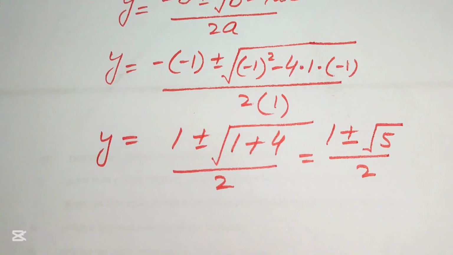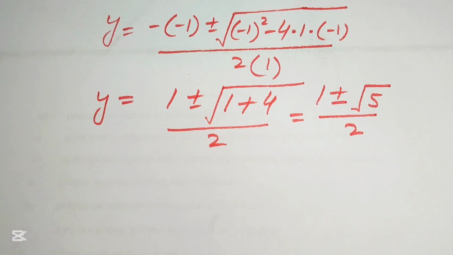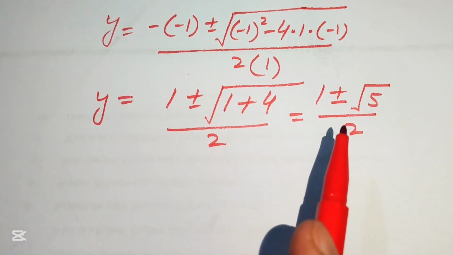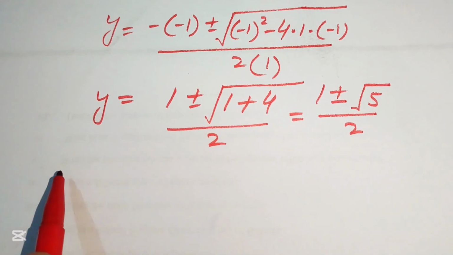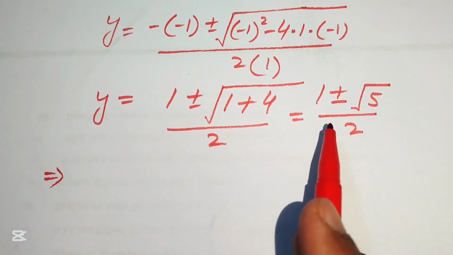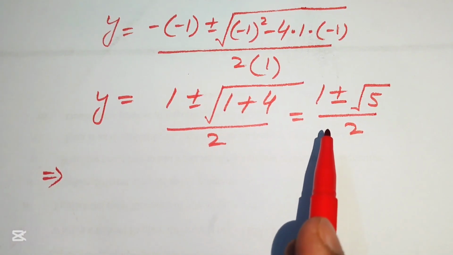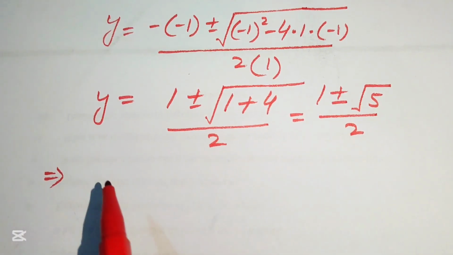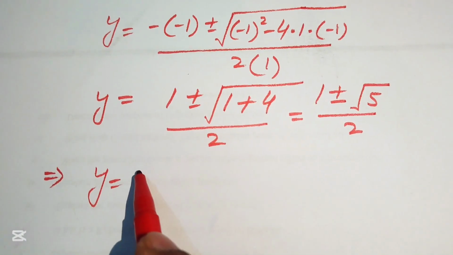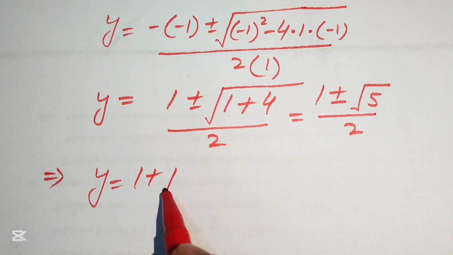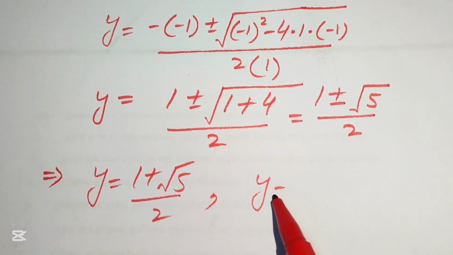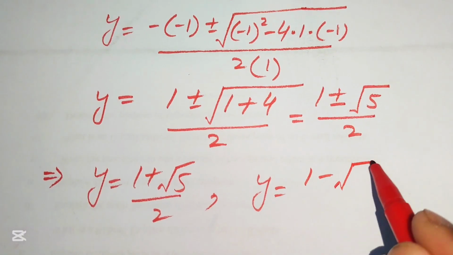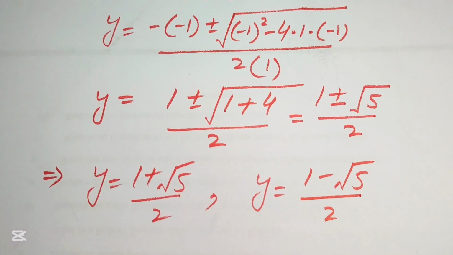Okay, so further you see here we have y is equals to 1 plus minus square root of 5 divided by 2. And now here we need to move backward. But first we will just separate these two values and we write the positive value here, 1 plus square root of 5 divided by 2, and we write the negative value here, 1 minus square root of 5 divided by 2.